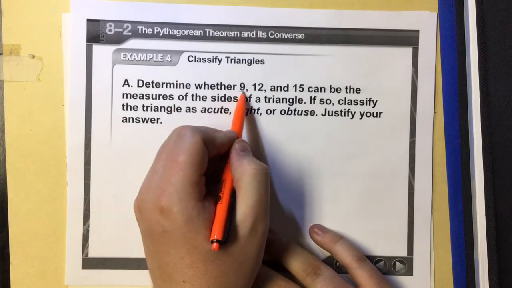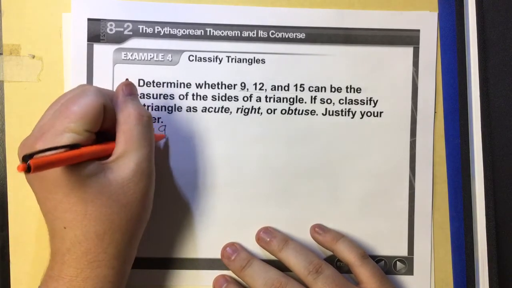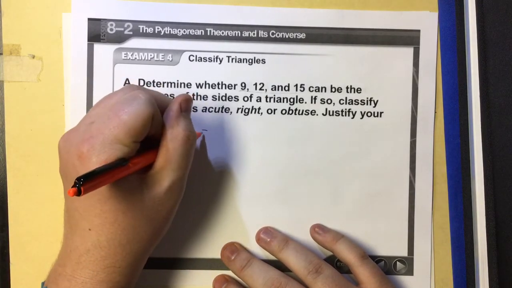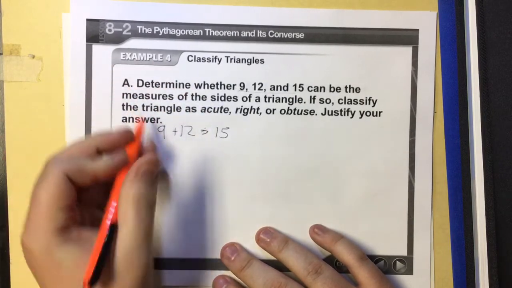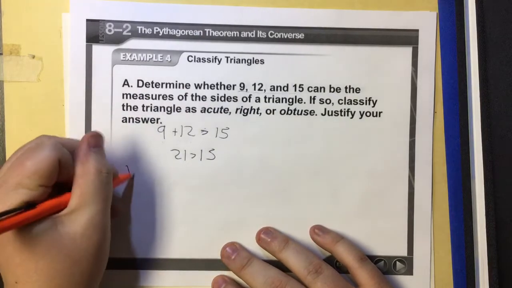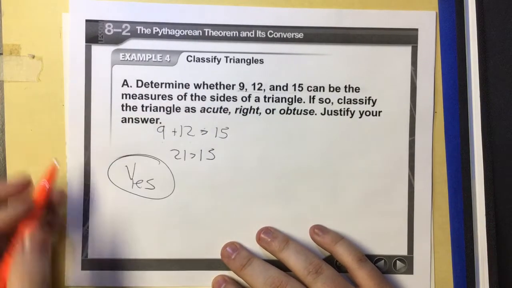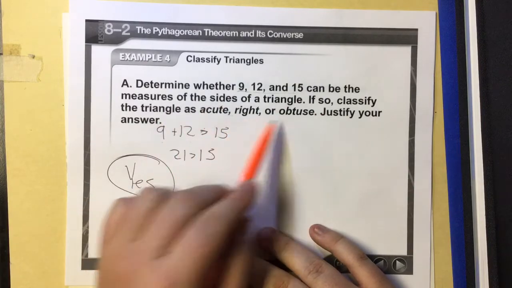First it says, determine whether those numbers can be a triangle. To do that, we have to take our 2 smallest ones and see if the sum is greater than the third side length. 9 plus 12 is 21. That's greater than 15. So yes, these can be a triangle. That's the first part. If so, tell if it's acute, right, or obtuse.